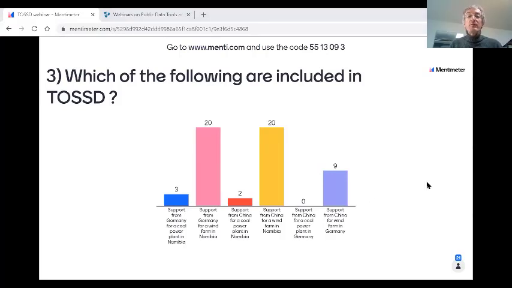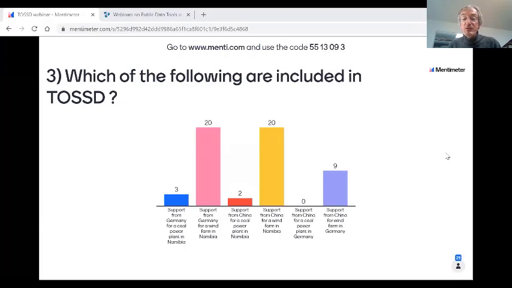Support from Germany for a wind farm in Namibia, yes, Pillar 1: you have resources crossing borders for a sustainable activity, that is TOSSD eligible. Support from China for a wind farm in Namibia is eligible in just the same way, with just the same reasoning. One is a traditional donor, the other is a southern provider, but for TOSSD it doesn't make a difference.